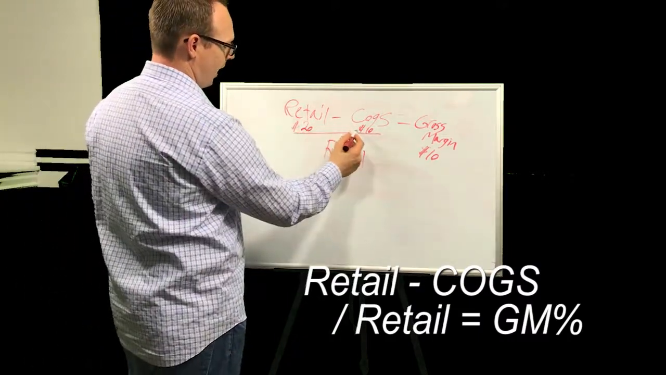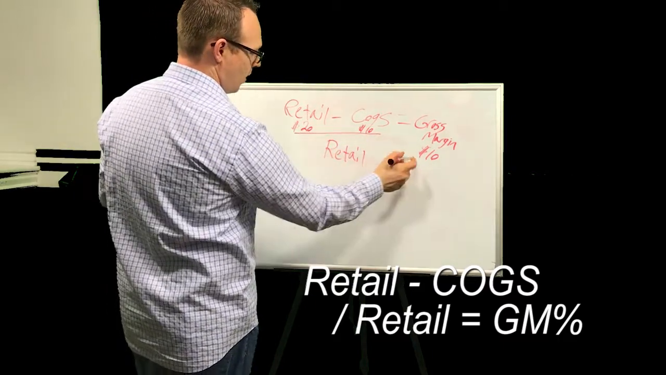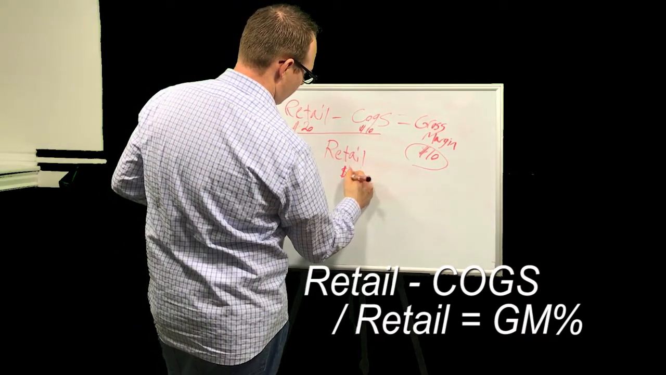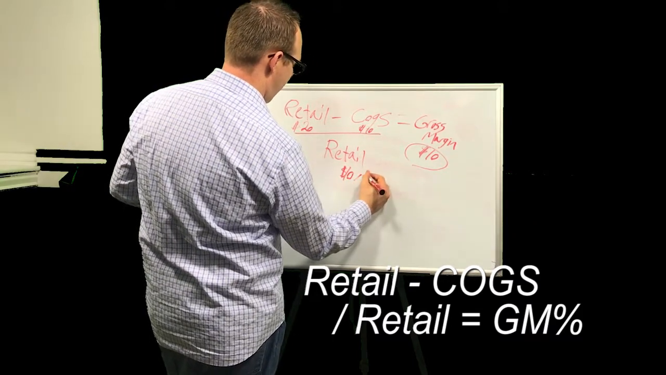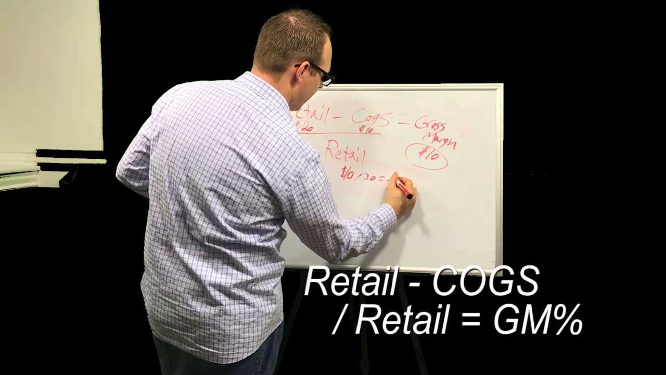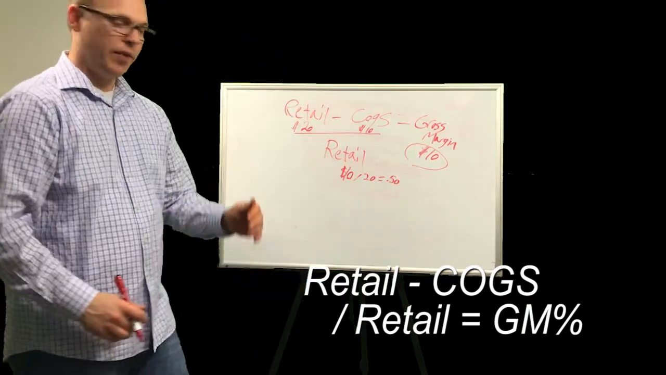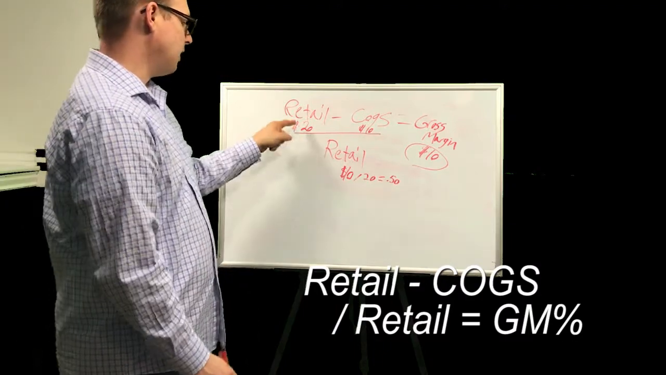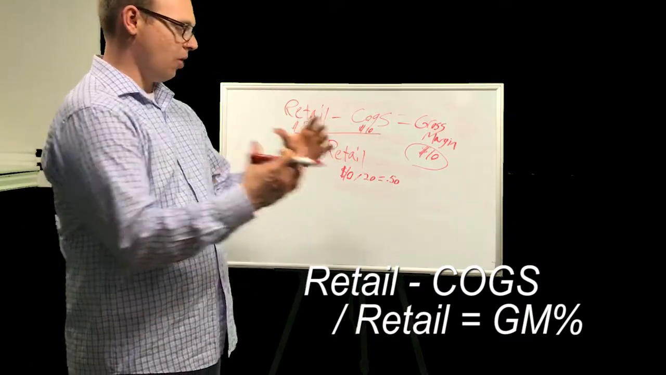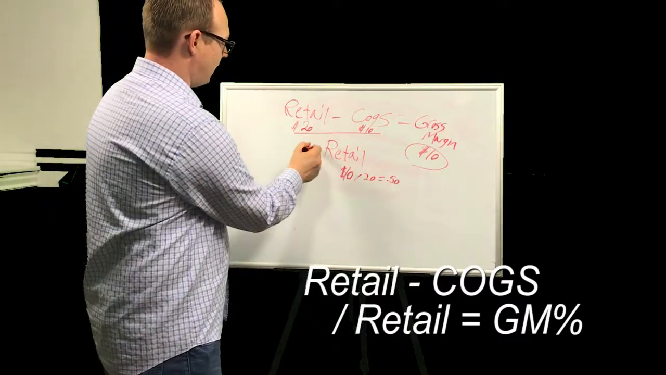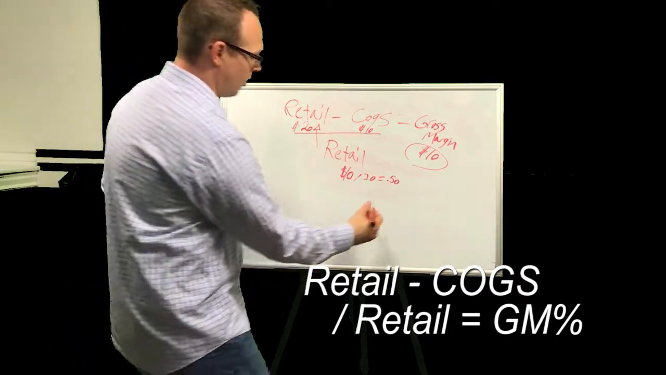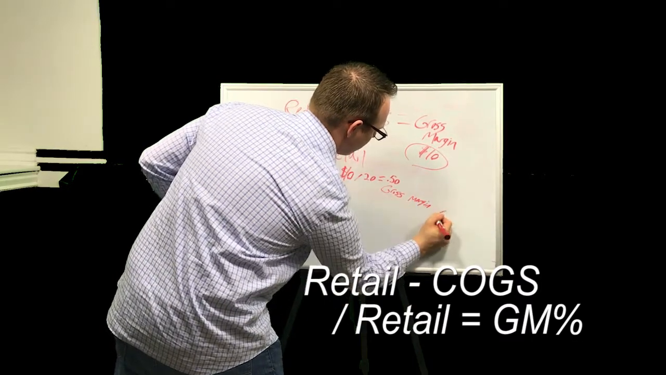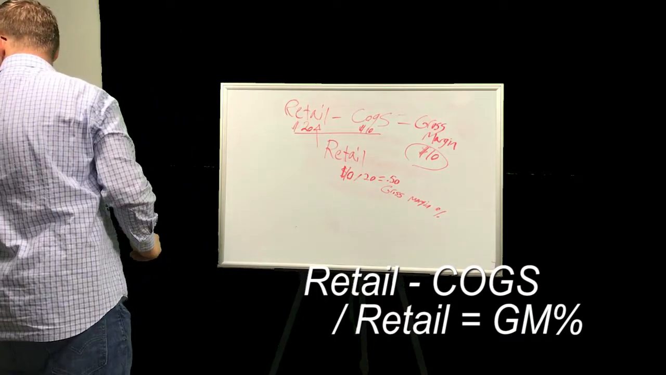Take $20 minus your cost of goods, which is $10. What you have left over is $10 gross margin. So you'll take that $10, okay, and you'll divide it by 20, and that'll show up on your calculator as 0.50. That is your gross margin expressed as a percent. You took your retail minus your cost of goods sold. You were left with your gross margin dollars of $10, and then you divided that by retail to get your gross margin percent. You following me so far?